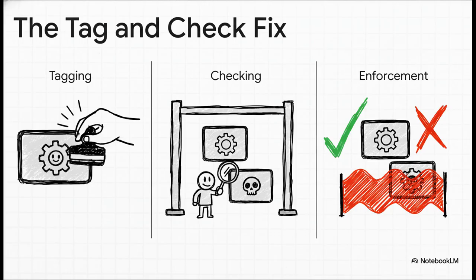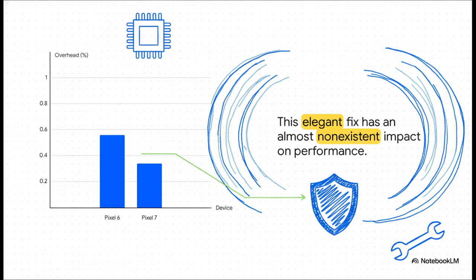And here's the best part. This fix, which completely shuts down the vulnerability at its root, has almost no impact on performance. We're talking less than a single percentage point of overhead on modern phones. It's a total no-brainer to implement.